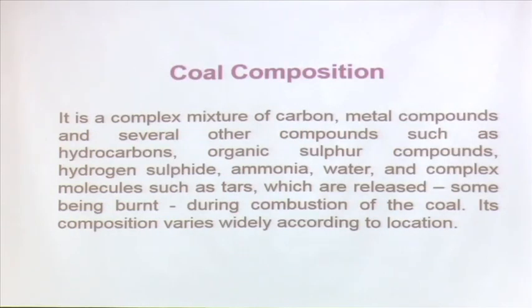Now coal composition: it is basically a complex mixture of carbon, metal compounds, and several other compounds such as hydrocarbons, organic sulfur compounds, hydrogen sulfide, ammonia, water, and complex molecules such as tars, which are released, some being burned during combustion of the coal. When you burn coal, you find that some red flame goes out immediately. We call it volatile matter, which is nothing but the tars and hydrocarbons.